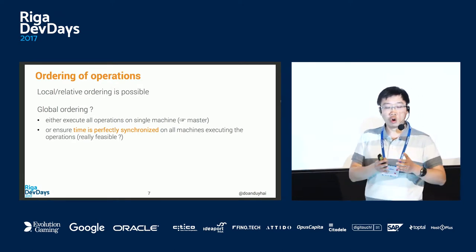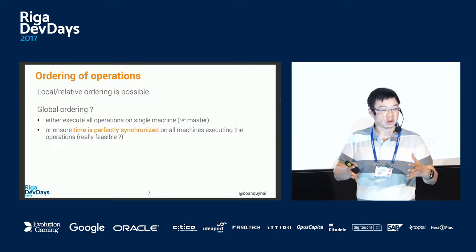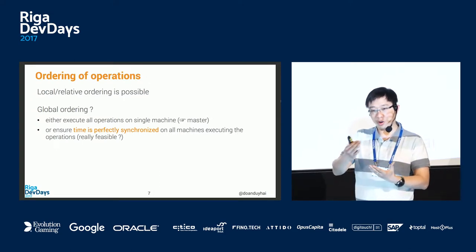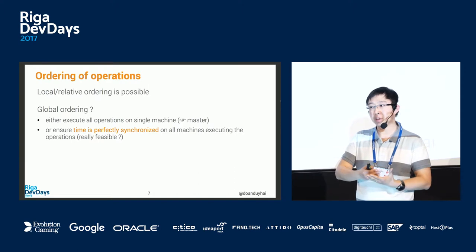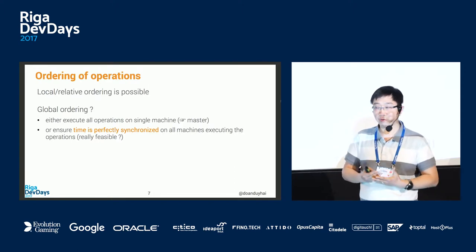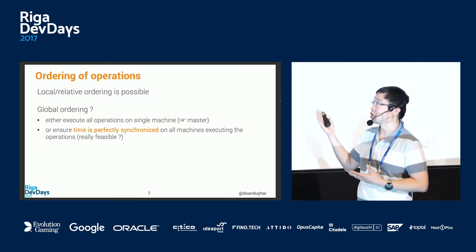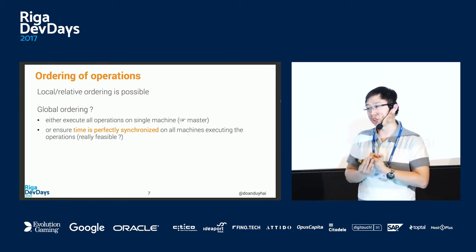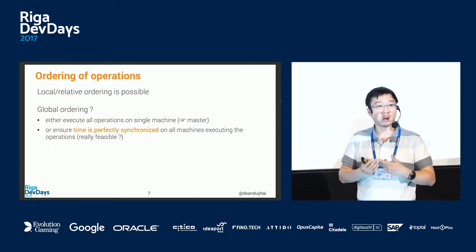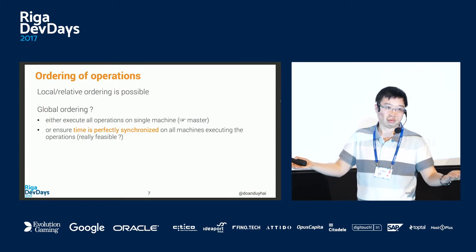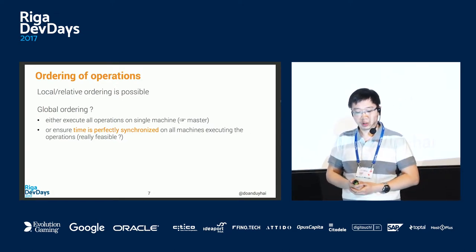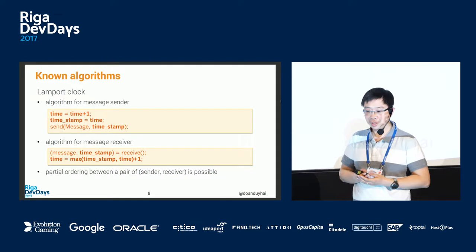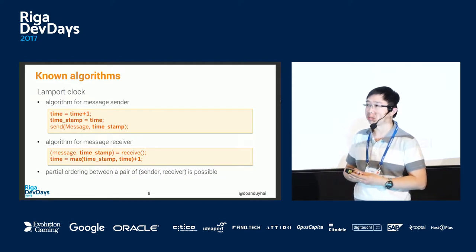but you can have a local or relative ordering if you stick to a single machine. You can say, on this single machine, I can guarantee that all the operations which happen on this machine can be ordered locally. This is possible. But for global ordering, it is very hard, not to say impossible in theory, unless you have a perfectly synchronized time, which is not possible, or unless you have a global lock. That is the only solution. So, to provide some kind of relative or partial ordering, in the literature, we have some known algorithms.